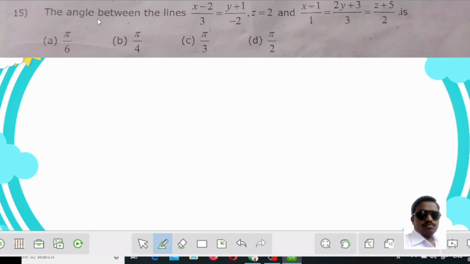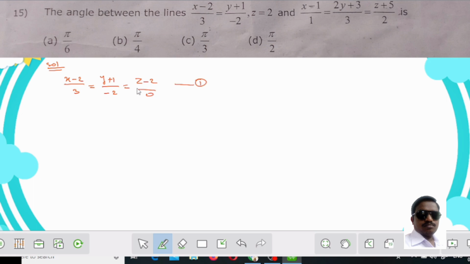Question 15: angle between two straight lines. This is not in standard form. Now you write this straight line equation into standard form. Whenever they're giving it like this, you write this equation as (x minus 2) by 3 equal to (y plus 1) by minus 2. Instead of writing z equal to 2 separately, you may write (z minus 2) by 0. This is the standard form of the straight line.